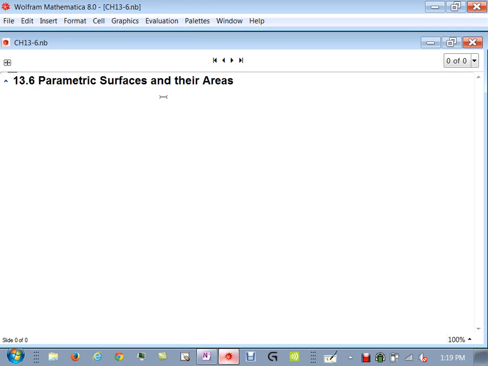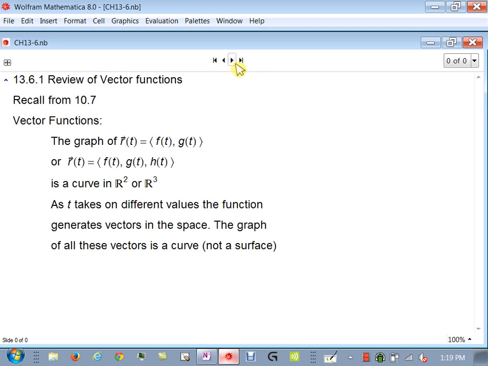I'm going to try and go to 13.9. I've always given the formulas from 13.9, but I've never actually been able to spend time in 13.9. Okay, so parametric surfaces and surface areas.